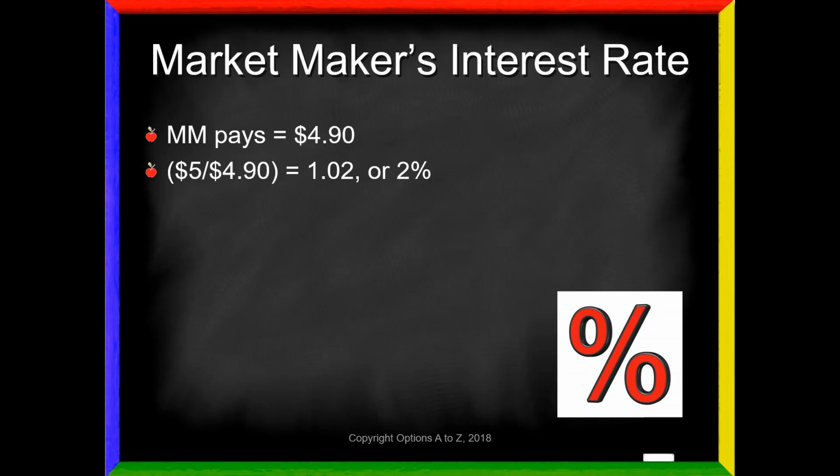But remember, this is only for 46 days. So we have to annualize it. So how many 46-day periods are there in a year? Take 360 divided by 46, we get 7.8. And that means we need to multiply this 2% rate by 7.8. And so we're finding out that the market maker is discounting this box spread at almost 16% interest.